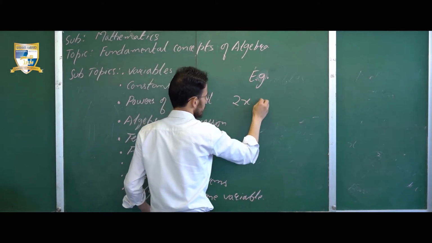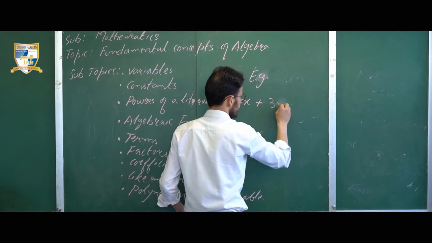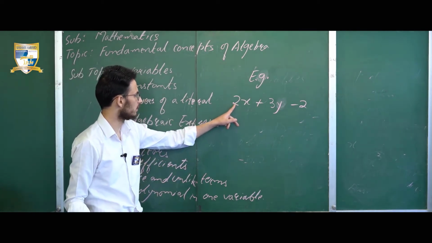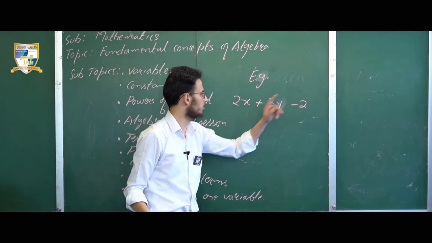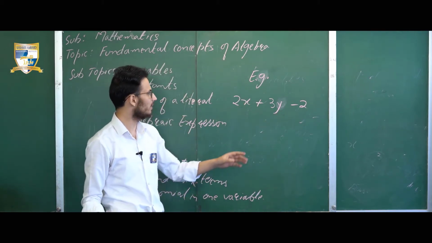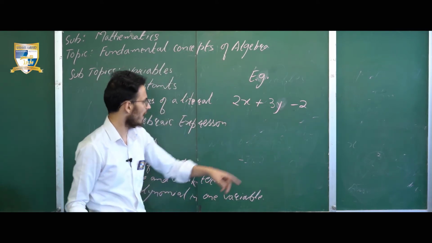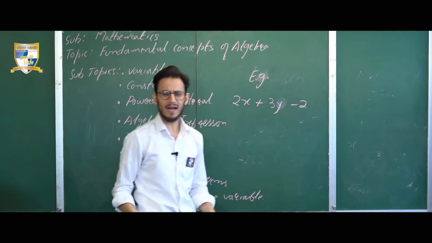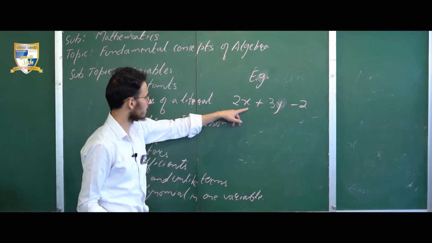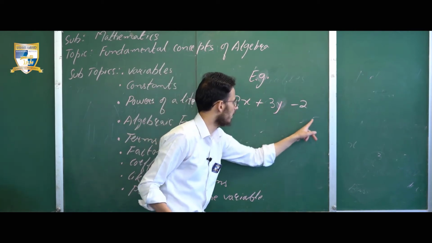2x + 3y - 2. So here we can see that we have the constants 2, 3, and 2. They are the constants. And we have the variables x and y, and they are combined with the plus sign. And between 2 and x we have a hidden sign, that is multiplication. When we see such an expression, that is called an algebraic expression. And in the algebraic expression we see the parts: we have 2x, we have 3y, and we have minus 2.